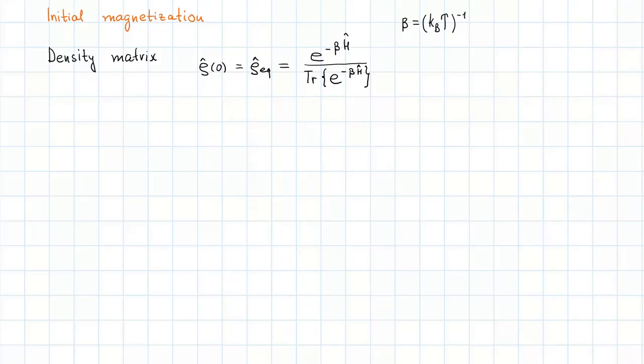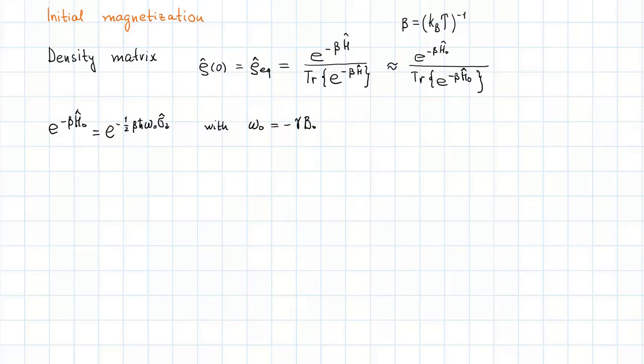With a good precision, I can use the H0 instead of the full Hamiltonian in this density matrix formula, because H irradiation is not acting until time 0, and delta H can be neglected because it is much smaller than H0. By inserting H0 into our exponential function, I obtain the following. Here, I have introduced the variable omega 0, which is minus gamma B0, and the Pauli matrix sigma z, which is proportional to the spin projection operator Sz.